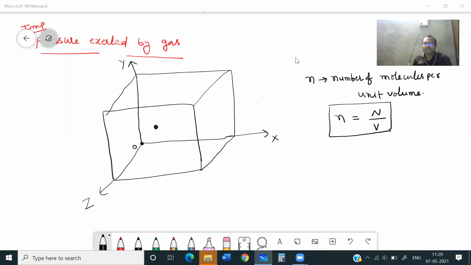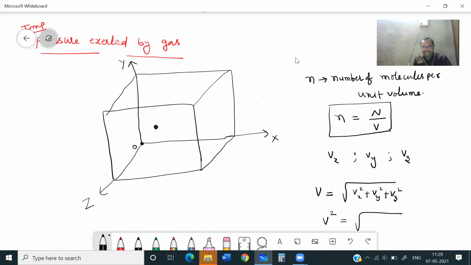Now let us suppose the molecules moving along the x-axis have velocity vx, some moving along the y-axis have velocity vy, and some moving along the z-axis have velocity vz. Now the total velocity can be written as the square root of vx square plus vy square plus vz square. Then the total velocity square can be written as vx square plus vy square plus vz square.